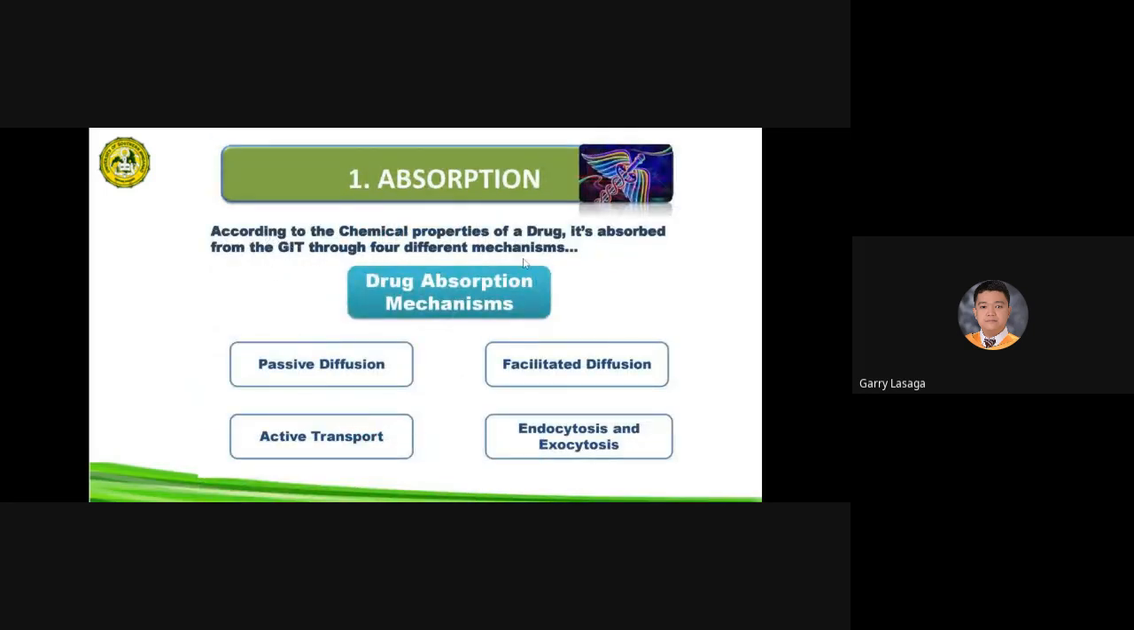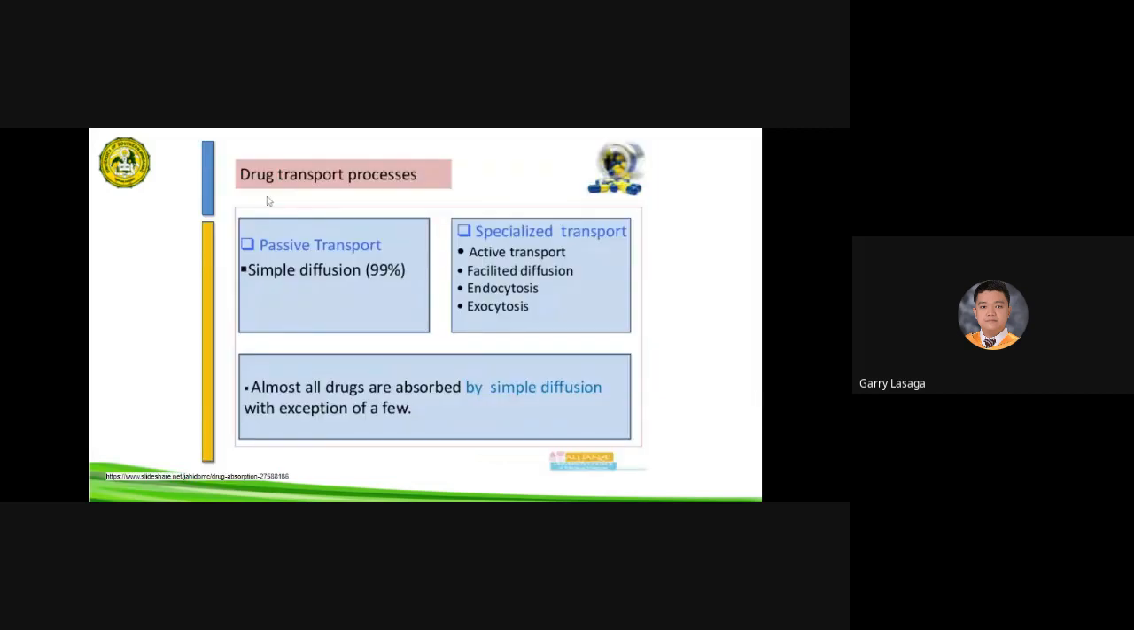So for those drugs that are administered or are absorbed through the GIT, there are mechanisms whereby these drugs will be absorbed. So the drugs could either be absorbed through passive diffusion, facilitated diffusion, active transport, endocytosis, exocytosis, and filtration.